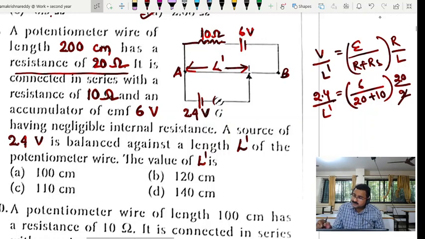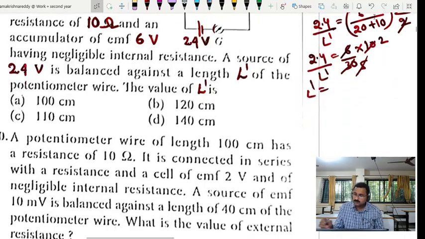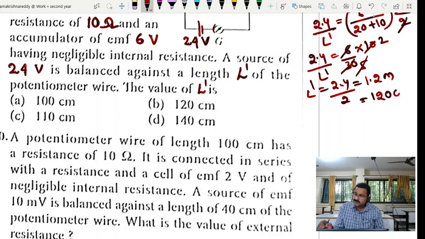The 10s cancel. So 2.4 by L dash is equal to 6 by 30 into 10. That is also a simple calculation: 6 fives are 30, 5 twos are 10. Therefore L dash is equal to 2.4 by 2. How much are you getting? 1.2 meter. But the answer is given in centimeter, so 120 centimeter.